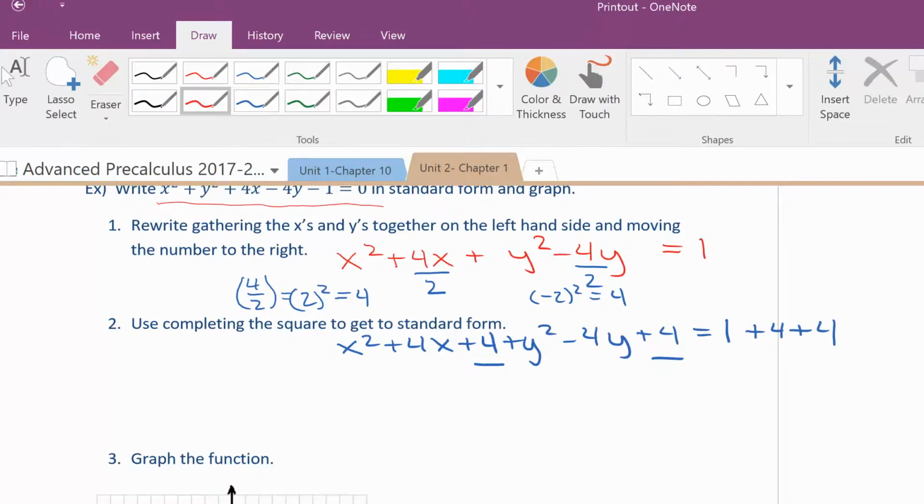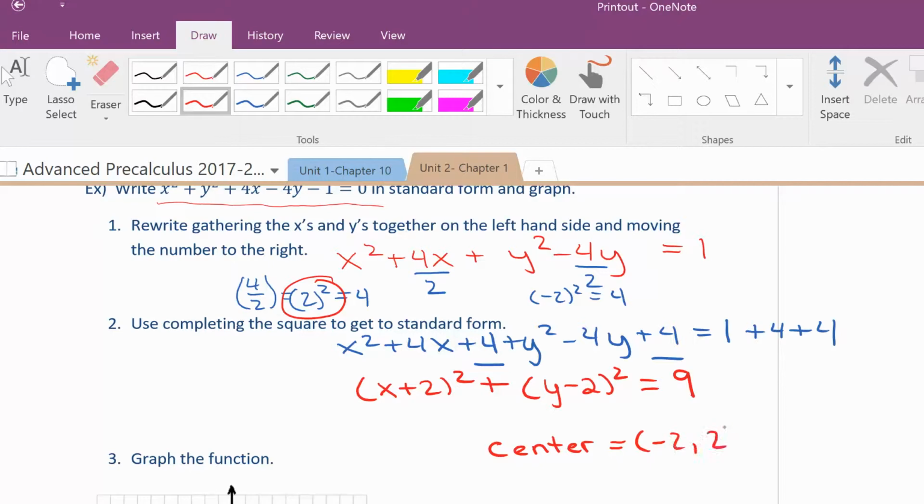Then remember, you rewrite this as a perfect square trinomial, so this was (x + 2) squared, because that is the number that you squared to get 4, plus (y - 2) squared is equal to 9. So notice that is now in standard form. Notice the center is equal to (-2, 2), and the radius is equal to 3.